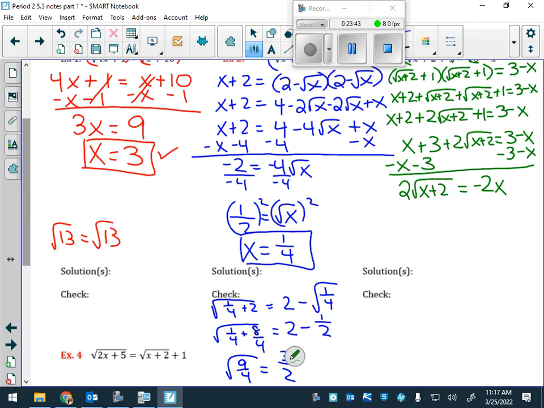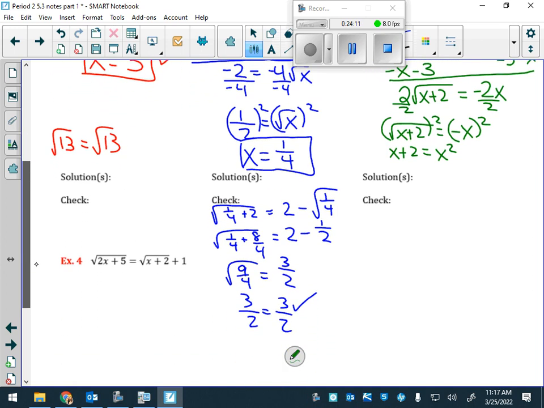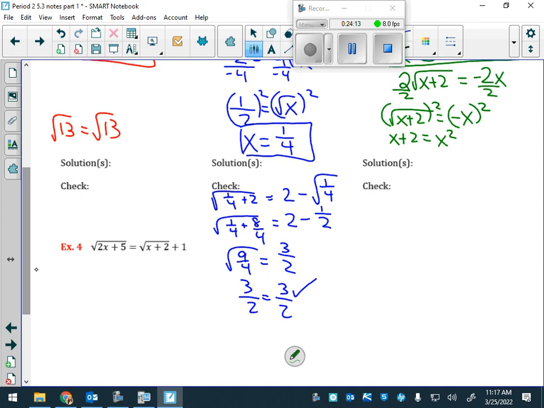Now what do you do? Yeah? Divide by 2. So the square root of x plus 2 equals negative x. Yep. Then you square again. So you have x plus 2 equals x squared. Then what do you have to do? Right?